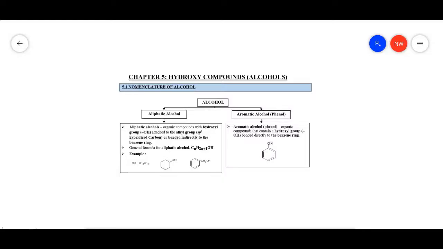Okay, so today hari ni kita akan masuk chapter yang baru, iaitu chapter yang kelima, which is alcohol, hydroxy compound. So kita akan tengok 5.1 dahulu, nomenclature of alcohol. So let's see the introductions of alcohol.